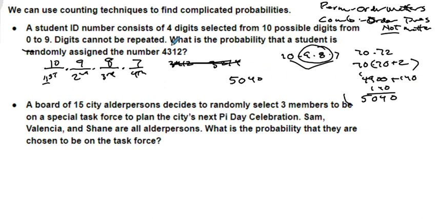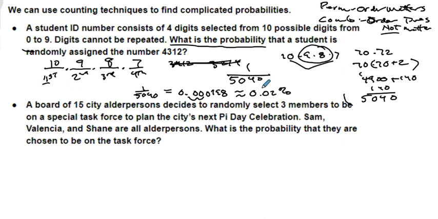Now we have to answer the question. The question says, what's the probability that a student is randomly assigned that number? So it's one student, 1 out of 5,040. So the answer would be 1/5040, and for that I absolutely need a calculator. 1 divided by 5040 equals 0.000198. If you move this over, it would be approximately 0.02%. So less than 200ths of a percent. There are a lot of different ways you can get that, and that's the idea.